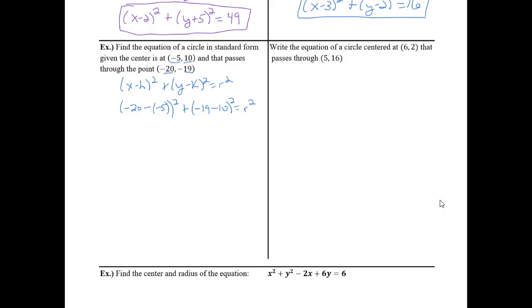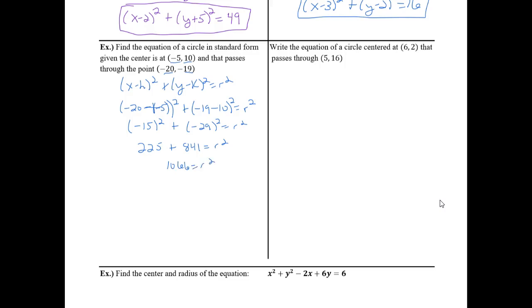So I'm going to go ahead and simplify. Negative 20 plus 5, right, minus a negative is plus, would be negative 15 squared, plus negative 19 minus 10 is negative 29 squared, and negative 15 squared is positive 225, negative 29 squared is positive 841, and then when I add those together, I get 1066.